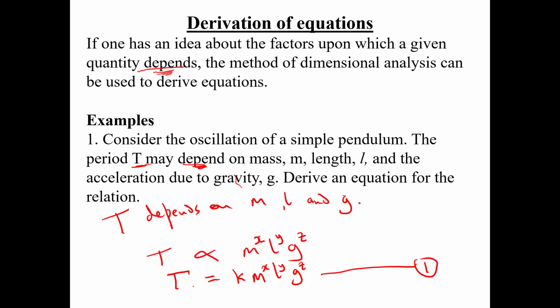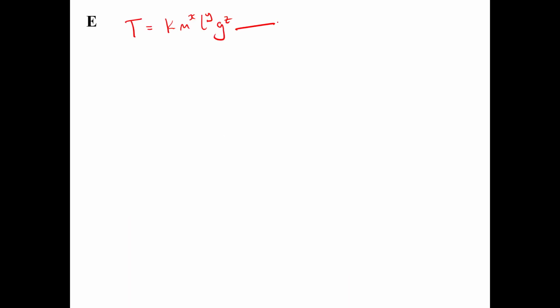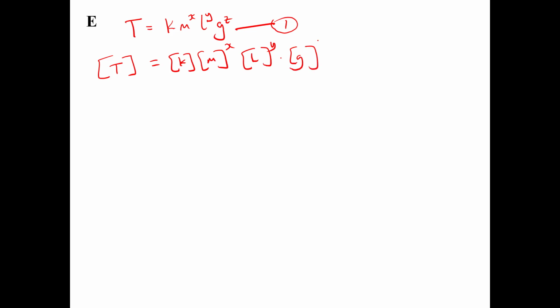So we're going to find the dimensions of the period capital T, m, L, and g. So this is what we have. If this is our equation 1, we shall say that the dimension of capital T must be equal to the dimension of the constant k times the dimension of m power x times the dimension of L power y times the dimension of g power z.